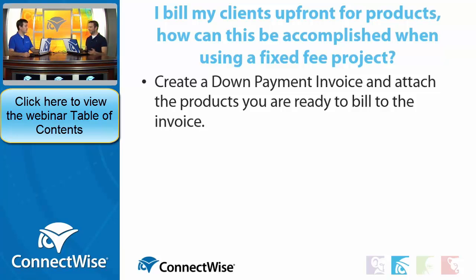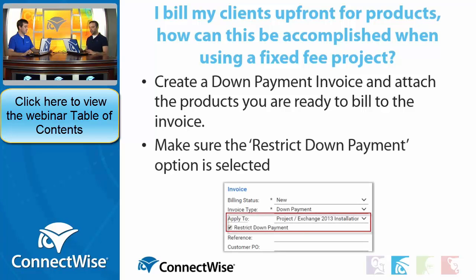Very common practice. So what we'll do is create a down payment invoice, and instead of using that service field on the down payment, what you'll do is attach the products directly to the down payment tab. So if you have 5 products you want to get the down payment for, go ahead and go to the product tab of that down payment invoice, add those products as you would anywhere else, and then once you save that invoice, it's going to bill them for those products.